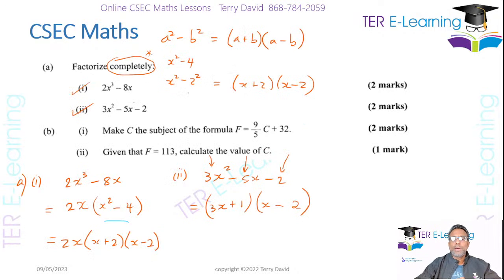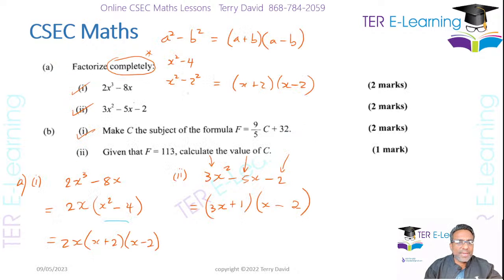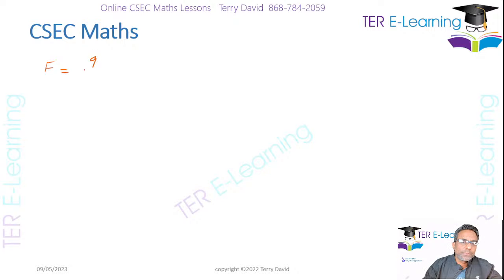All right, now the next part, part B, part 1, we have a question based on changing the subject of the formula. This is a conversion between Fahrenheit and degrees Celsius. We have F is equal to 9 over 5 C plus 32. That is my equation, conversion from degrees Celsius to Fahrenheit. Now we want to make C the subject of the formula.